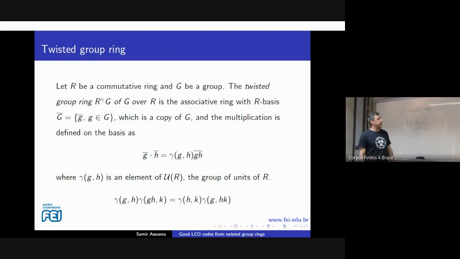What happens in this case if we change this coefficient? This mapping is called a twist. If we change the twisting, we have different rings. In some sense, they are sometimes related, but we obtain different rings. In the case where this mapping is constant equal to 1, we obtain exactly the group ring.